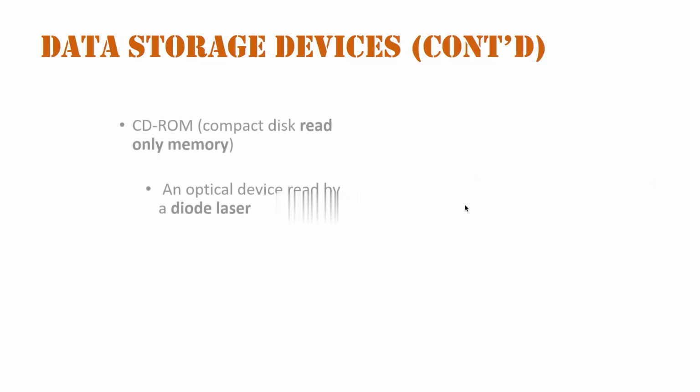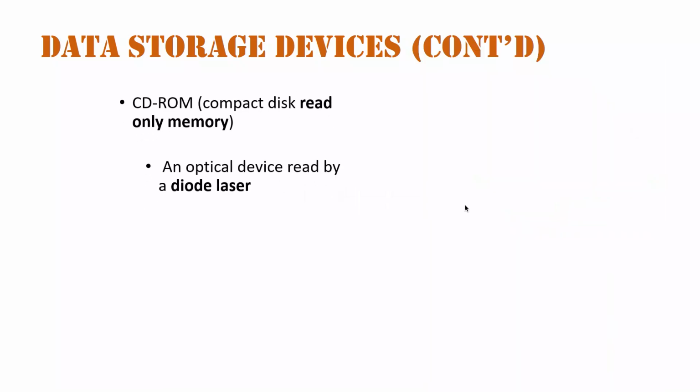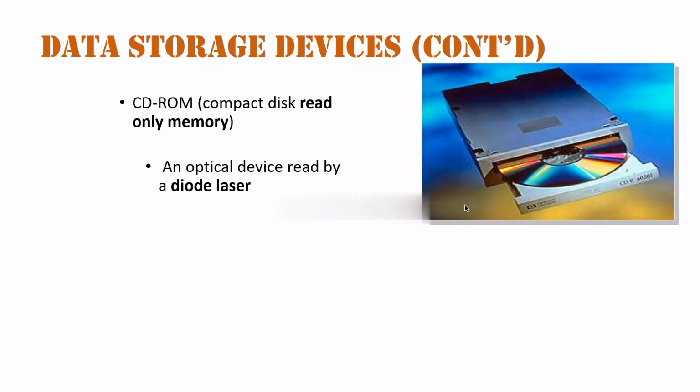So let's look at a CD-ROM. It is a compact disc read-only memory, which is an optical device that is read by a diode laser. That is how it looks like.